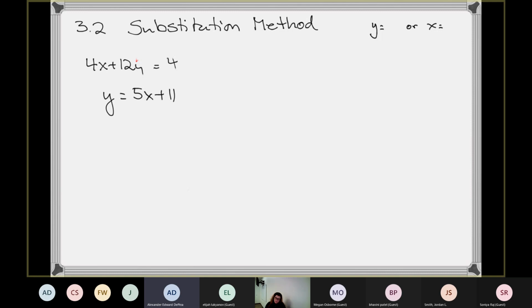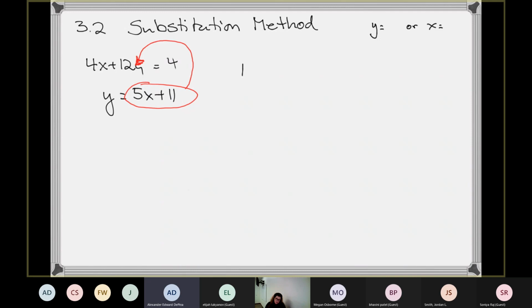What we have to do is substitute. And what are we substituting? In the second equation, we know what y is. Y is 5x plus 11. So why don't we use that 5x plus 11 and substitute it into the first equation for y? Because remember, we can only solve an equation that has one variable.